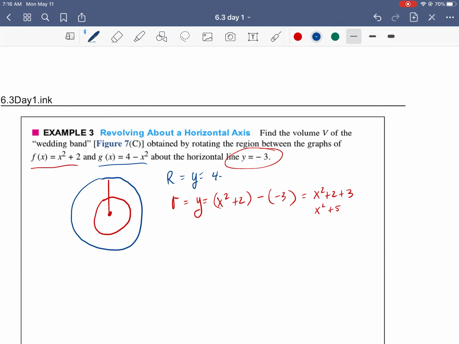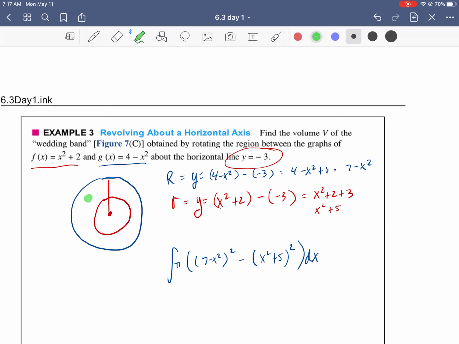Same idea with big R. So it's 4 minus x squared, top minus bottom, or 4 minus x squared plus 3, or 7 minus x squared. Okay, so now we've got this idea of pi, big R squared, 7 minus x squared, squared, minus little r squared, x squared plus 5 squared, dx.